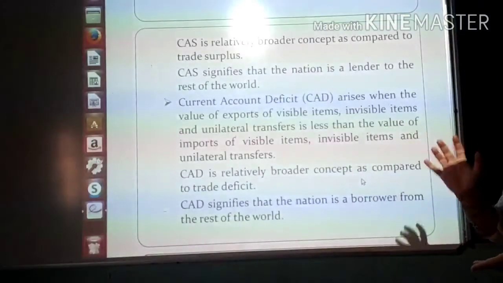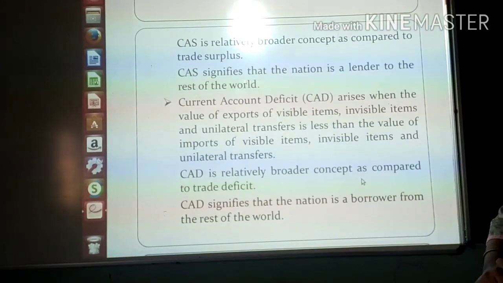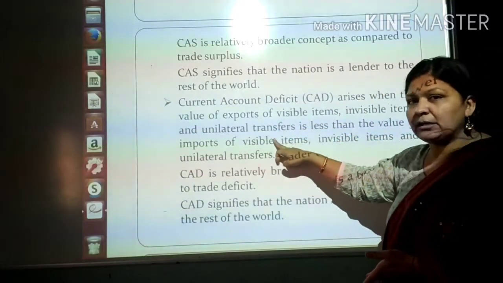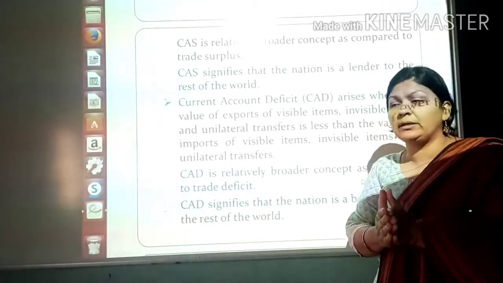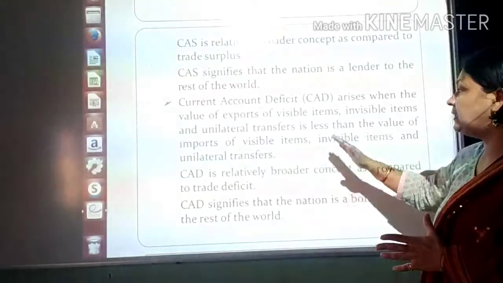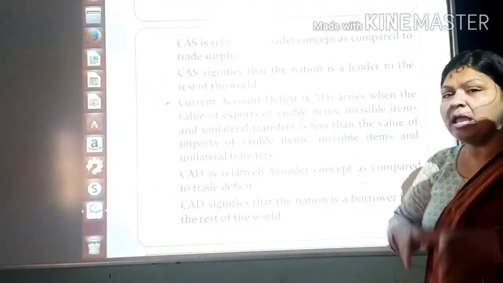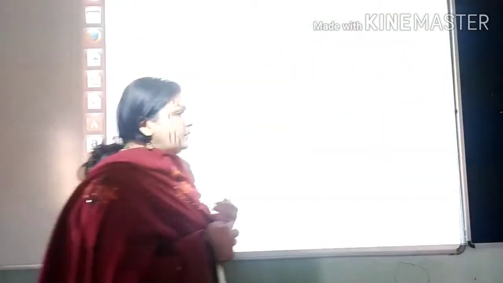Now current account deficit. CAD arises when the value of export of visible items, invisible items and unilateral transfer. देखो जब भी करंट अकाउंट की डेफिनेशन या करंट अकाउंट के बारे में लिखना है, all three concepts you have to write, right? So current account deficit arises when the value of exports of visible items, invisible items and unilateral transfers is less than the value of the import of visible items, invisible items and the unilateral transfer. In simple terms, your receipt is less than your payment. That's it. Clear?